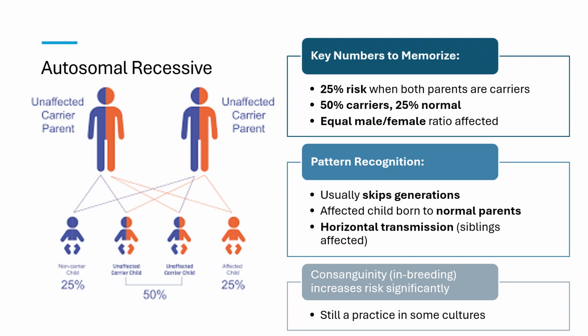When a newborn is affected but both parents appear healthy, especially if there's consanguinity, autosomal recessive inheritance should be high on your differential. It also drives recurrence risk counseling and testing for siblings.